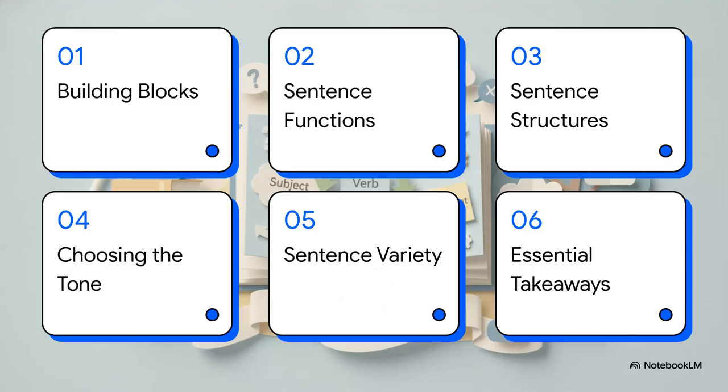So, here's our game plan for this explainer. First, sentence building blocks. Then, the 4 sentence functions. Next, the 4 sentence structures. Followed by choosing the right tone, creating sentence variety, and finally, we'll wrap up with the essential takeaways. Basically, we're building a house today, starting right from the foundation.